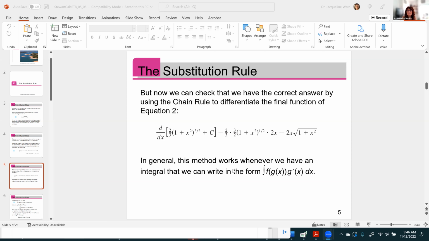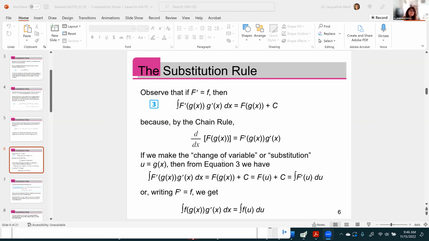In general, this method always works whenever we have an integral that's of this form, f of g of x times g prime of x dx. So again, this is the inverse of the chain rule, right? The chain rule was when you have a composition, times that. So this really explains how that chain rule works here. So if the derivative of big F is little f, then when you integrate that big F prime, you get big F plus a constant.